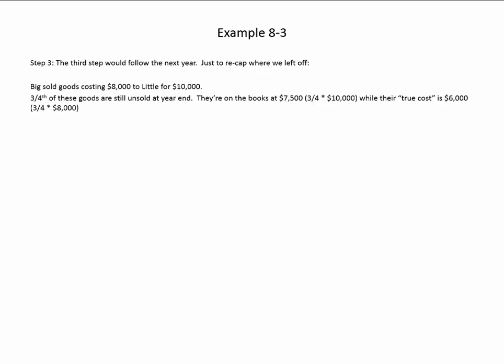Just to recap where we left off, Big sold goods costing $8,000 to Little for $10,000. 3/4 of these goods were still unsold at year end. They're on the books at $7,500. That's 3/4 of the intercompany selling price. Their true cost is $6,000, 3/4 of the true total cost of $8,000. So that $1,500 difference, $7,500 versus $6,000, is the markup or the inflation or the profit that's embedded in the inventory account.